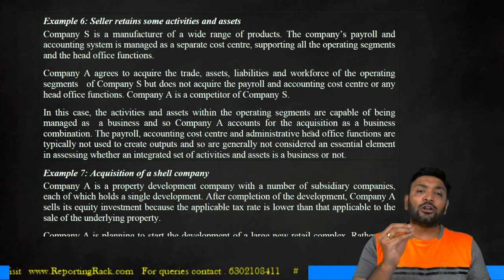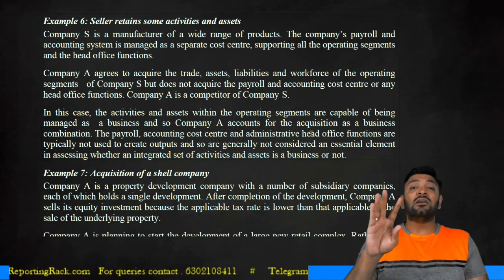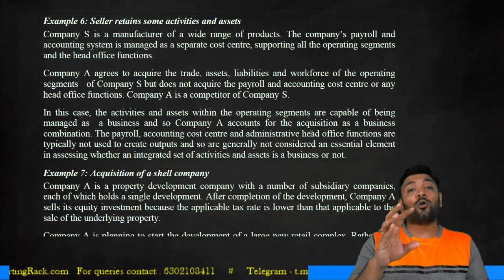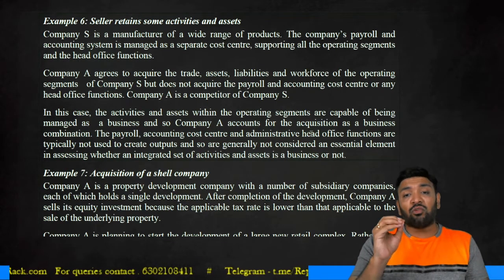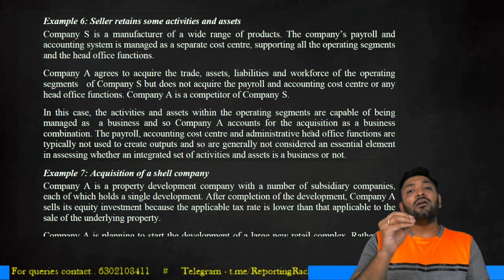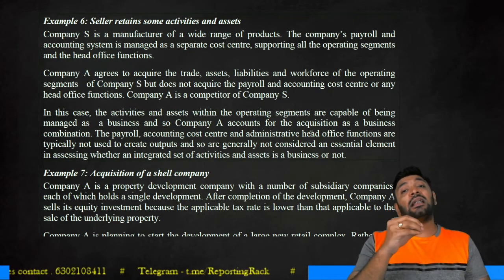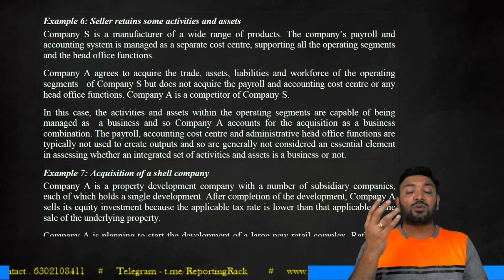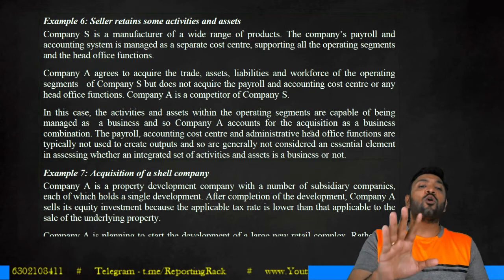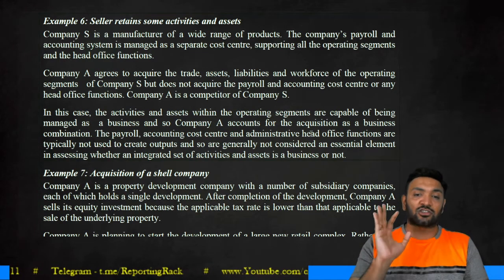What he took over is trade, assets, liabilities, workforce, which is integral to generating output from the business. What he did not take over is simple payroll and accounting cost center, which is not directly generating any economic benefit, and they are not directly integrated to the other assets as well. Therefore, takeover of Company S by Company A should still be considered as a business combination.